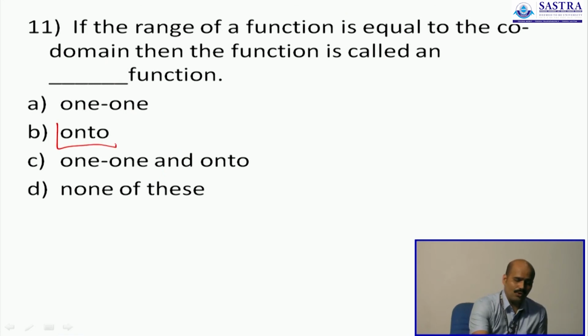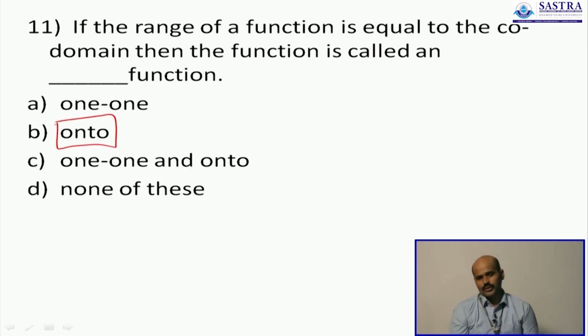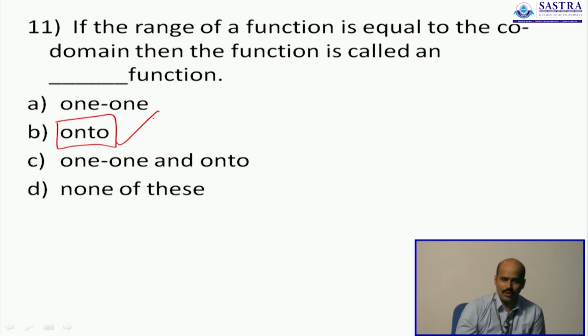Now what if you have the same set to be both the range and the codomain? That's exactly what you call an onto function. An onto function, or a surjective function, is one where the range and the codomain are one and the same. They're not different. Therefore onto function is what is right here.